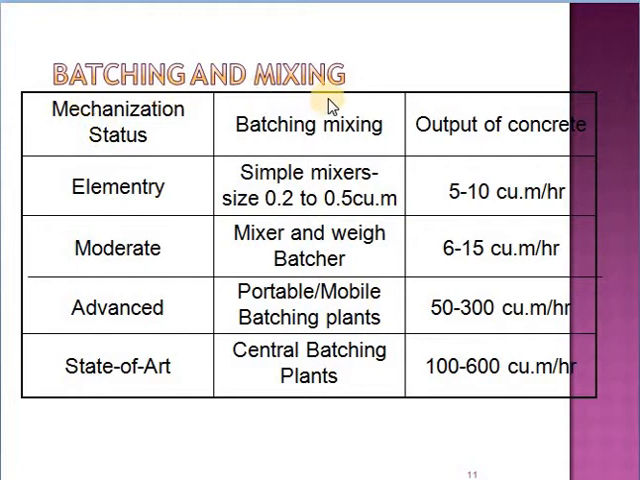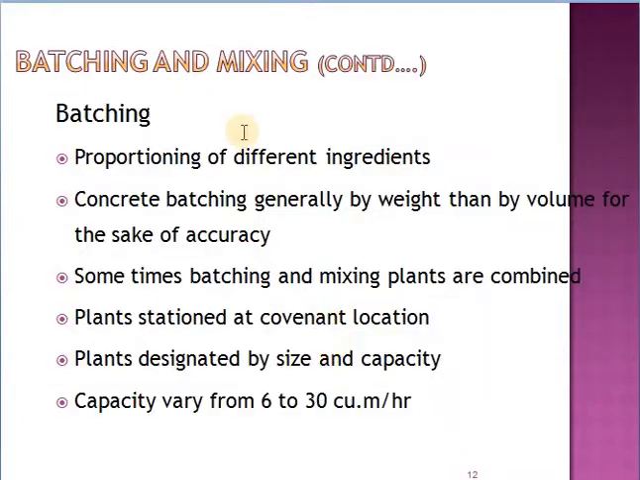Now batching and mixing. Batching is the proportioning of different ingredients. Concrete batching is generally by weight, then by volume for the sake of accuracy. Sometimes batching and mixing plants are combined. Plants are stationed at a convenient location. Plants are designated by size and capacity. Capacity varies from 6 to 30 cubic meters per hour.